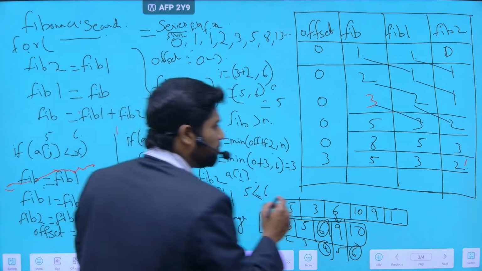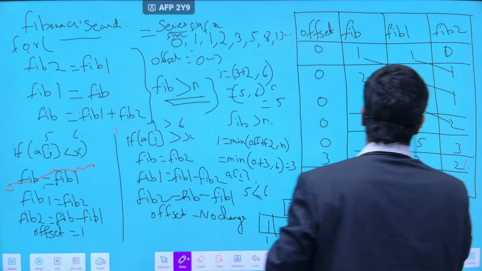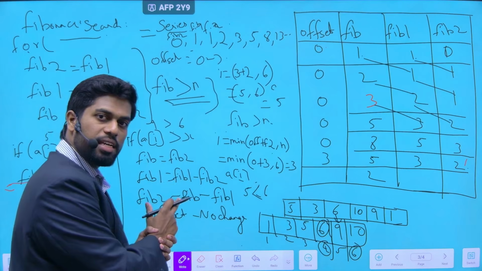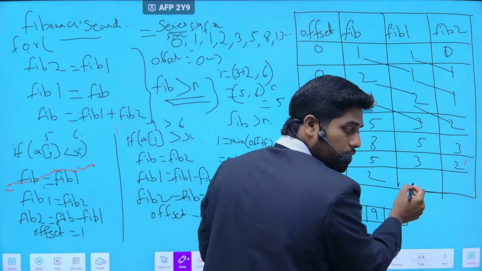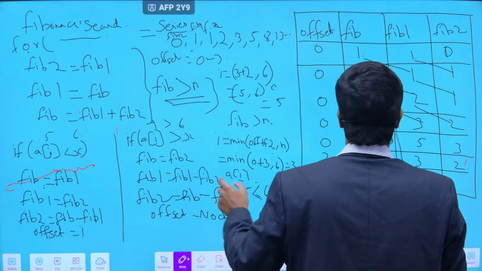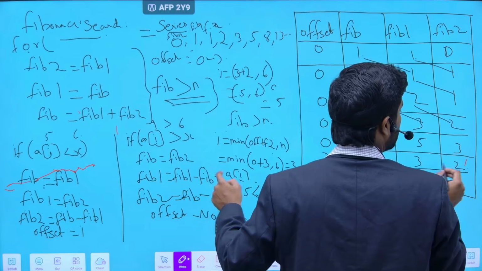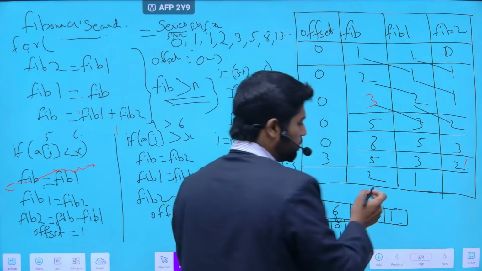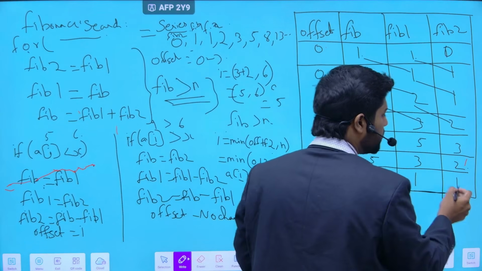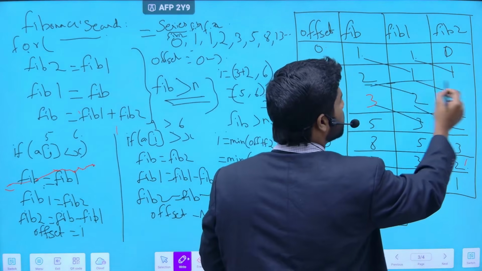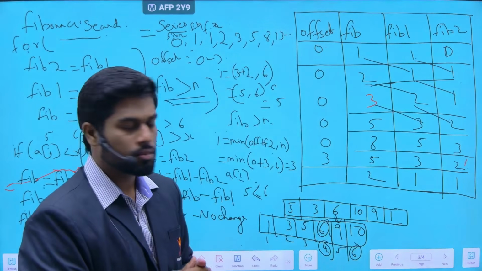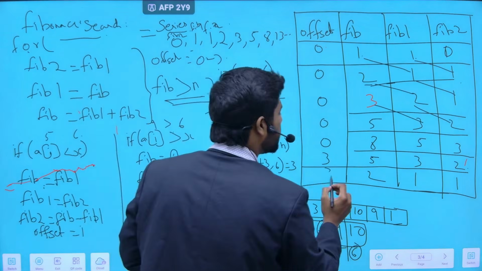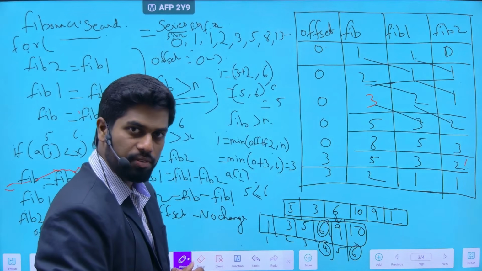Fib equal to fib 2. Next, fib 1 equal to fib 1 minus fib 2, which is 3 minus 2, 1. Next, fib 2 equal to fib minus fib 1, which is equal to 1. Something above we'll be getting, so 2 1 1. What is I here? Offset, no change. Offset will be 3 again.